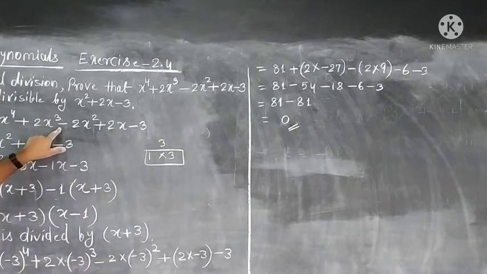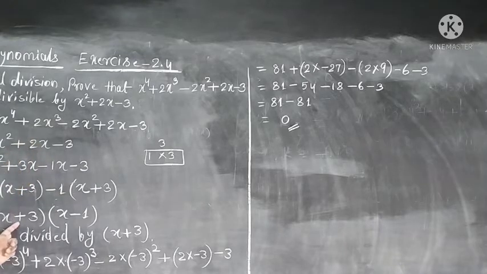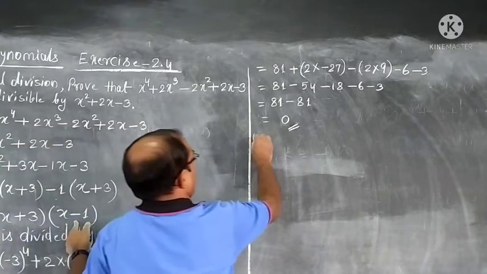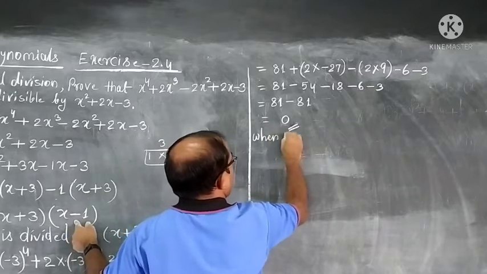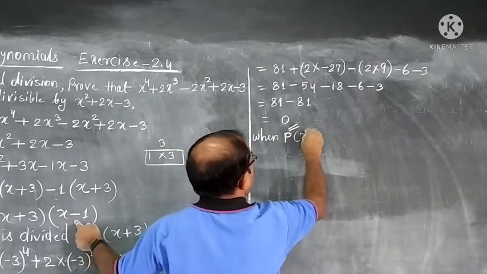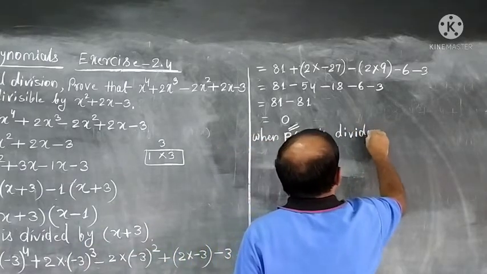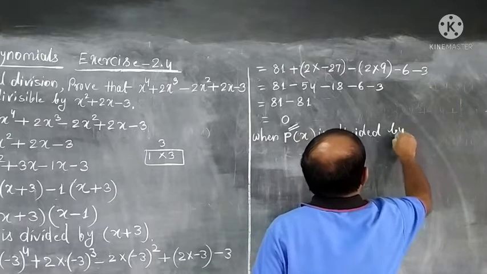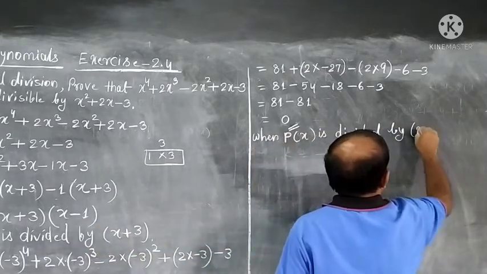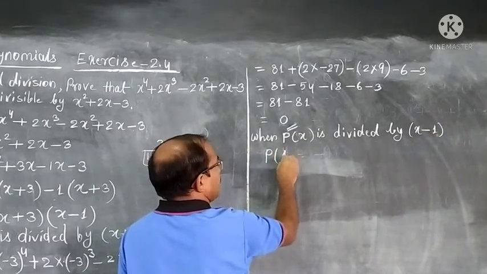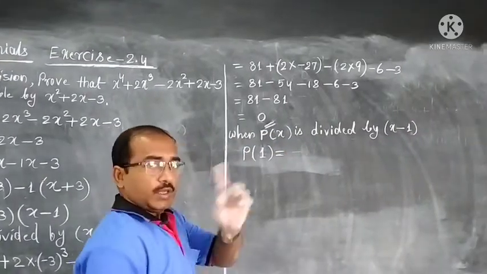That means when the polynomial is divided by the first factor of that divisor, x plus 3, the remainder came 0. Now, the second factor is still there to do the work. So let us write now: when p(x) is divided by the other factor, which is x minus 1. So the factor is x minus 1, we will use p(1) in the polynomial.